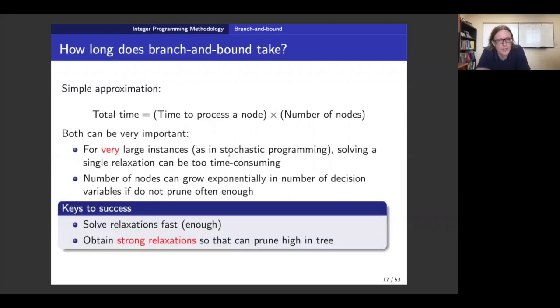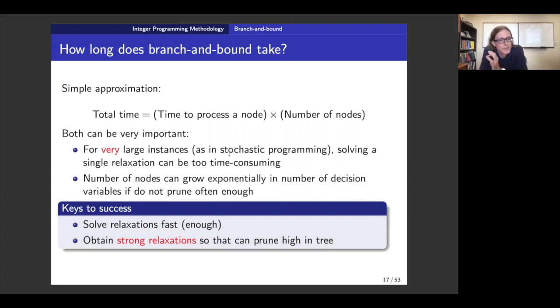And so it's a useful heuristic for thinking about how long branch and bound takes: you can basically think of it as two terms. One term is how many nodes you end up exploring in this branch and bound tree. And the other term is how long it takes to solve the relaxation of each node, or to process that node. If you multiply that together, that's roughly the total time. And it turns out that both of these factors can be very important, and it's useful to decompose the total time this way as you think about how different algorithmic choices impact those two factors.